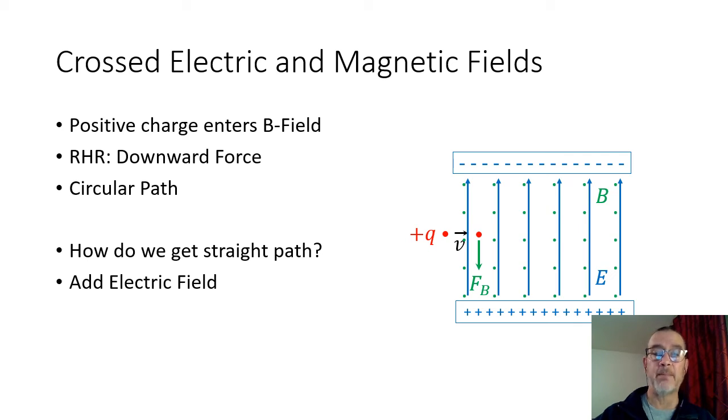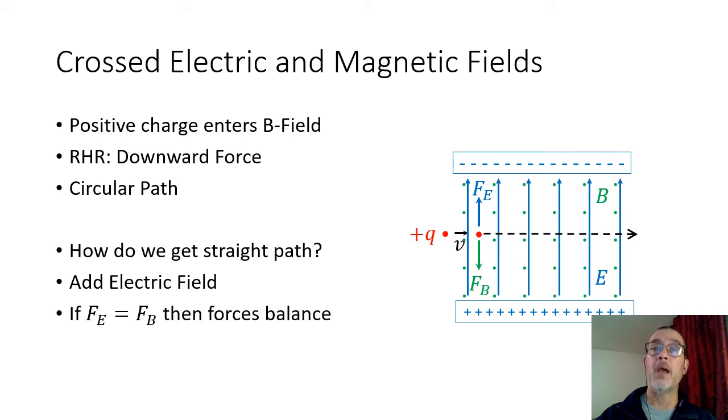And since that is a positive charge, the positive charge will feel a force from the electric field in the upwards direction in this situation. So now I have an electric force pointing up and a magnetic force pointing down. If I can have the magnitudes of those two forces equal to each other, then the forces would be balanced and the charge would continue in a straight line. So this is a way to have the charge travel through a magnetic field and an electric field at the same time and maintain a straight path.